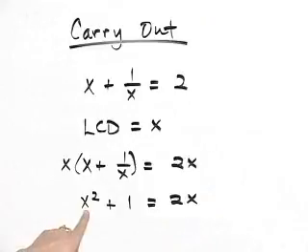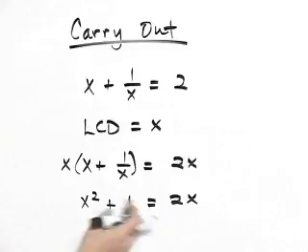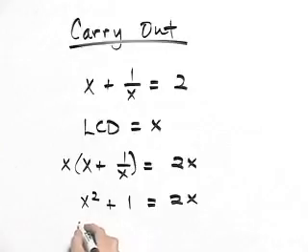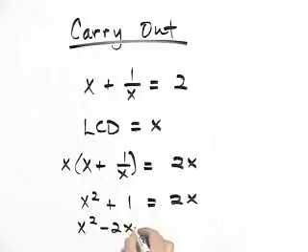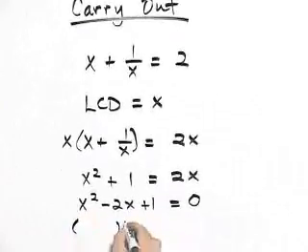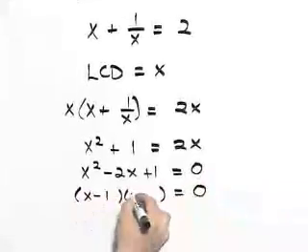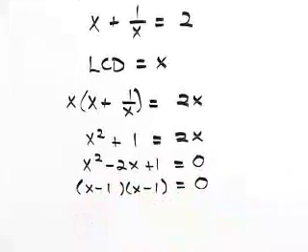Now, I notice in this equation that I'm left with a squared term. We're going to have to set the right-hand side equal to 0 so that we can in fact solve this equation. So we'll subtract 2x from both sides of the equation. I'll have x squared minus 2x plus 1 equals 0. And then of course the strategy we use to solve this is to factor after we've set it equal to 0. So we'll have x minus 1 times x minus 1.